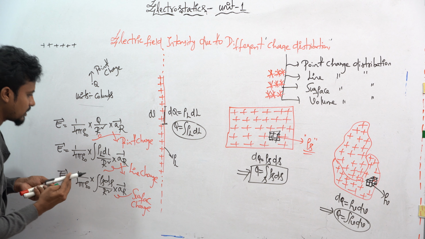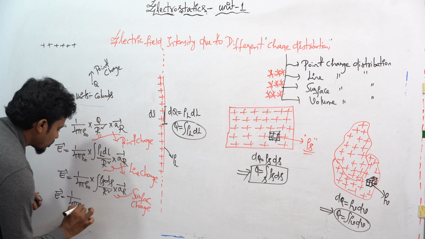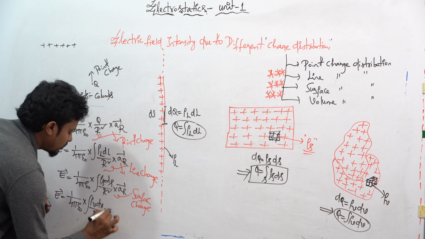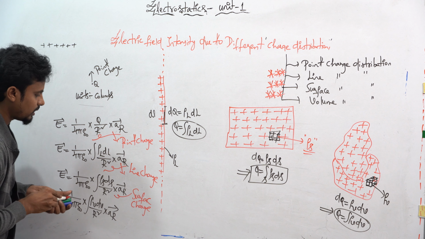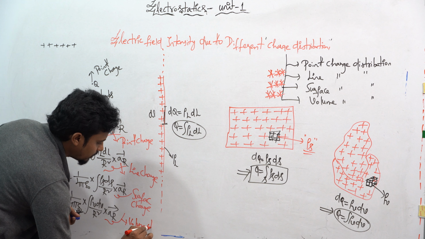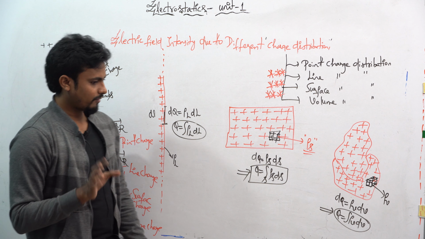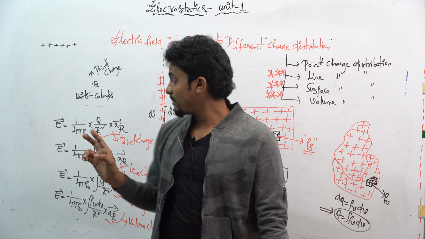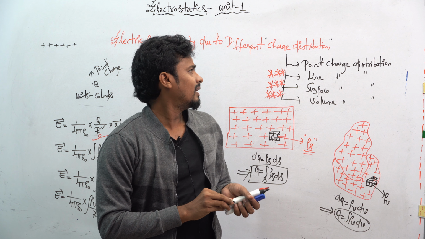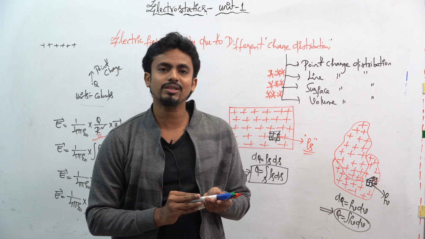And what will happen to this? E bar is equal to 1 divided by 4 pi epsilon naught integration of rho v into dv divided by R square into A R bar. So this is for the volume charge. Okay, we just have to remember these formulas whenever we apply them in problems based on the point charge distribution, line charge distribution as well as surface charge distribution and the volume charge distribution.